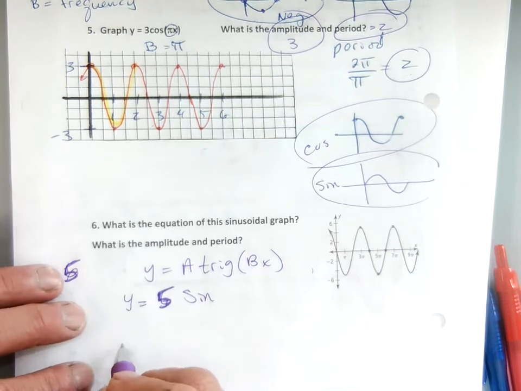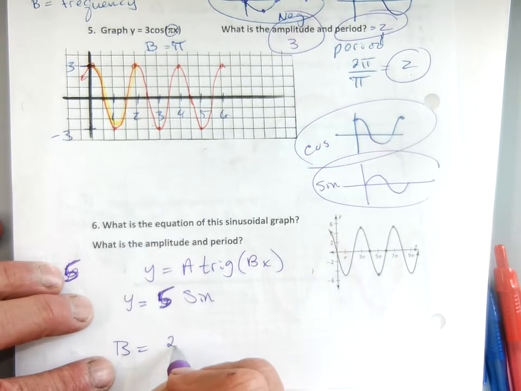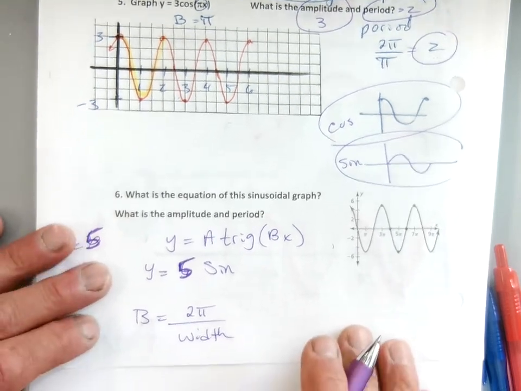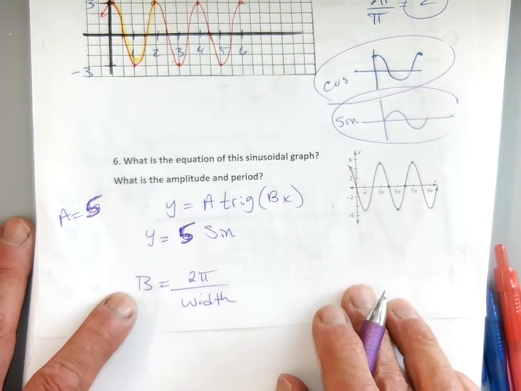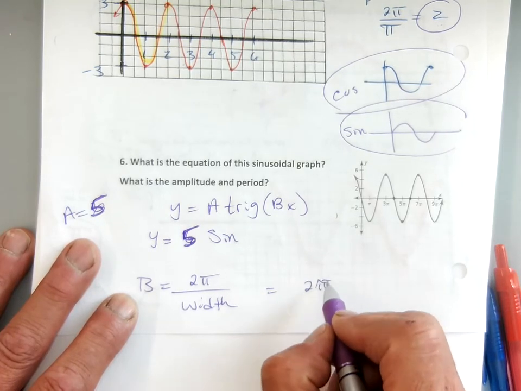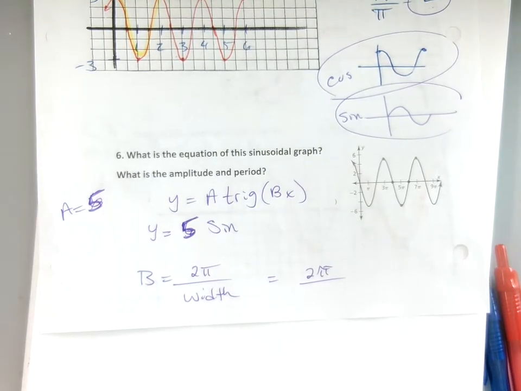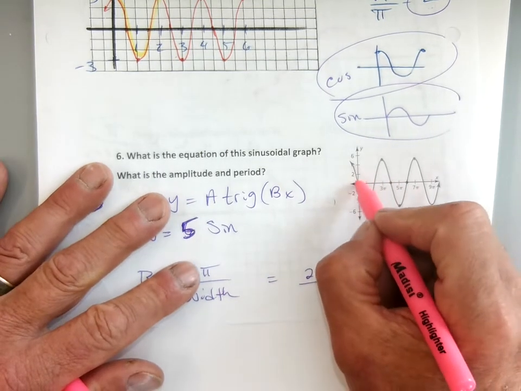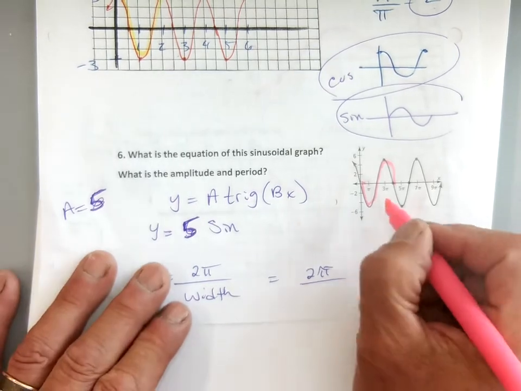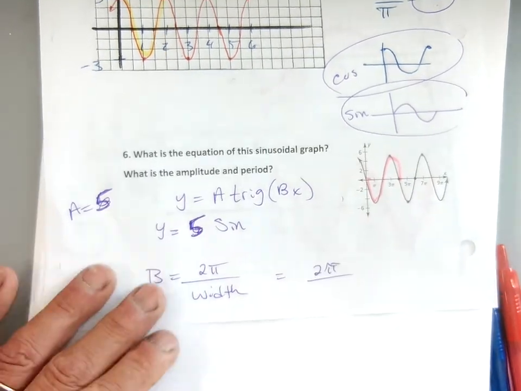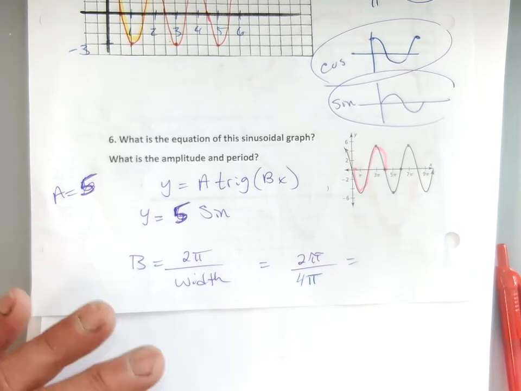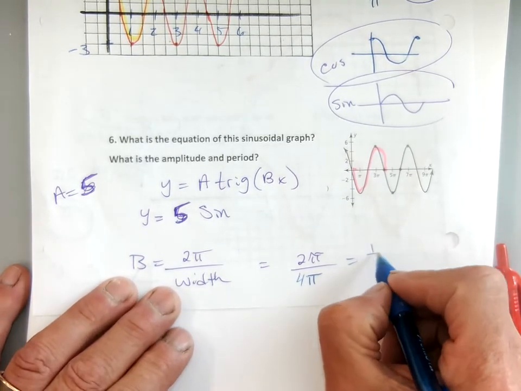Now what is b? b is equal to 2 pi divided by the width. So to find the frequency, it's 2 pi divided by the width. The width of one curve. How wide is one curve? 4 pi. So what is my b? 1/2.